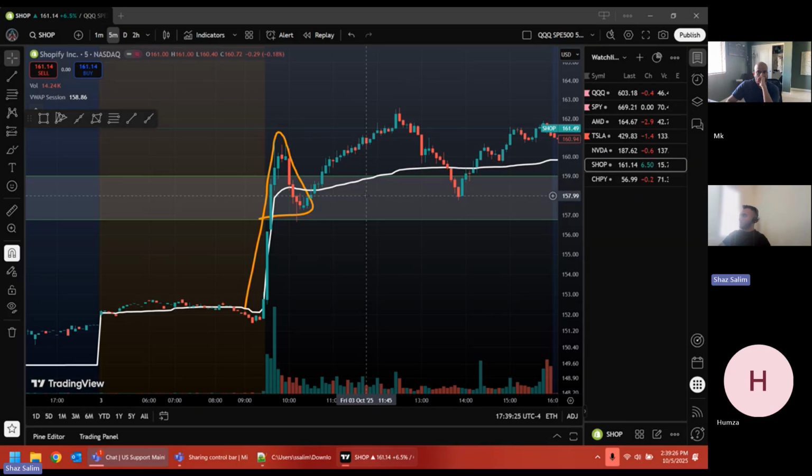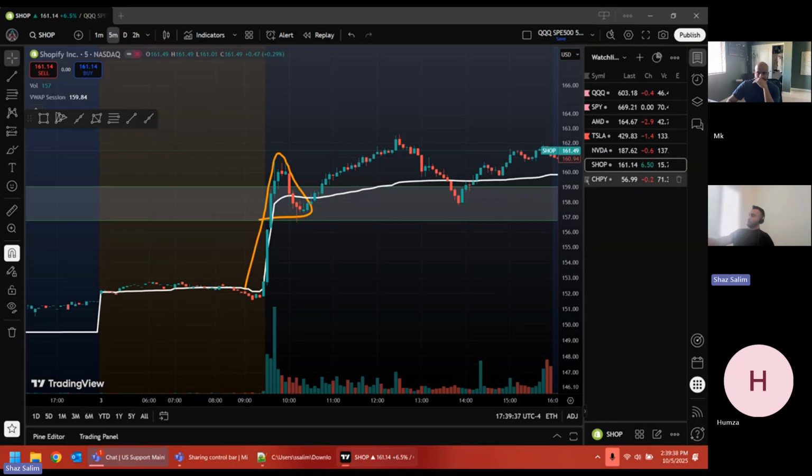Break of this, like 158. Just a starter position. Stop would have been 156.50. I mean, it's not guaranteed, but I'm just saying it's a high probability given the news. The market was on fire that day, right? And it fell into our zone.